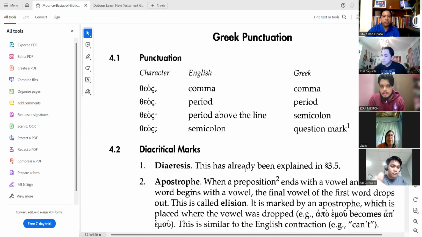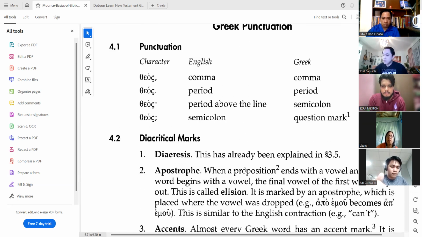Okay, what else? The punctuation. Notice that the Greek punctuation also uses a comma, similar to what is used in sentences, both in Filipino and English. But Ezra, in Tamil, do you have a comma? In Tamil, we don't have a comma. No comma. You're familiar with what you're reading, right? You know where to stop. Yes, you know where to stop, right? Good. So of course there is also the period.